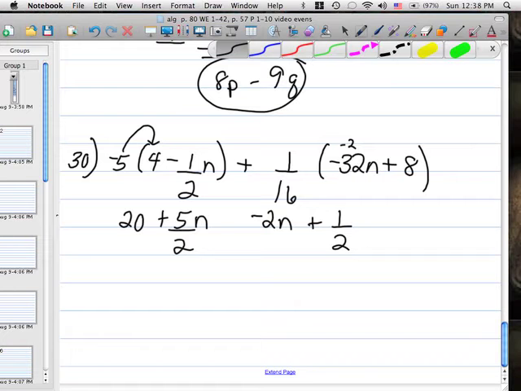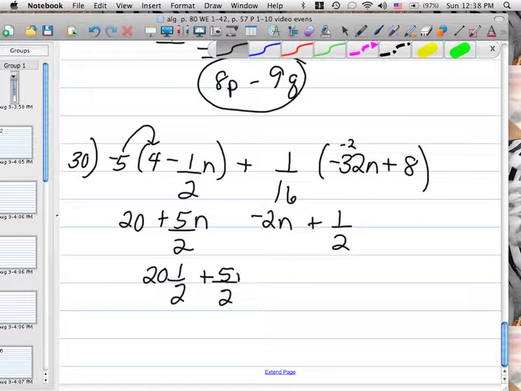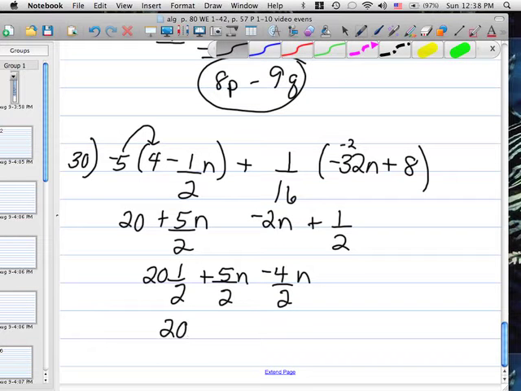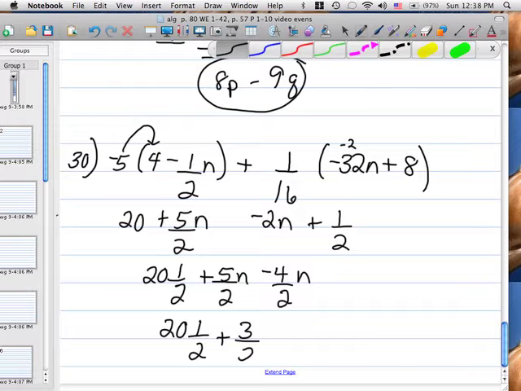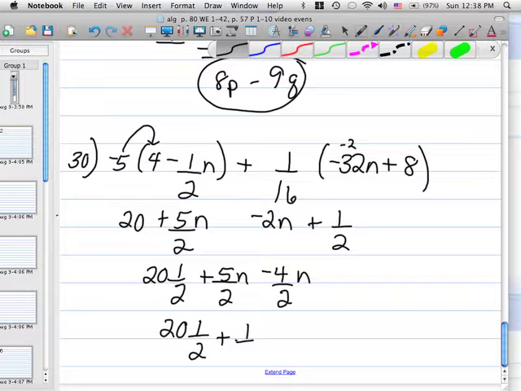So we have 20 plus 1/2, so that's 20 and 1/2. And 5 halves n and a negative 2n is negative 4 halves n. So that gives me 20 and 1/2 plus, 5n take away 4n is 1/2 n.